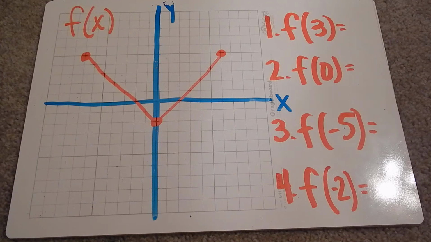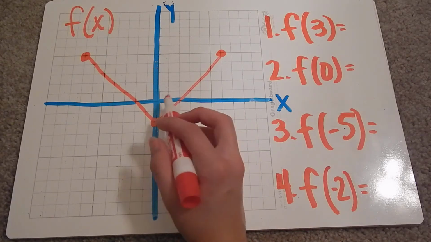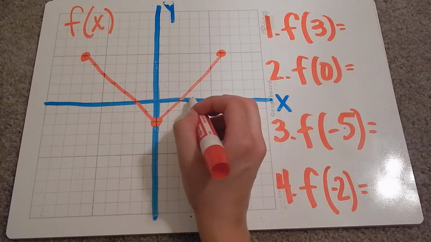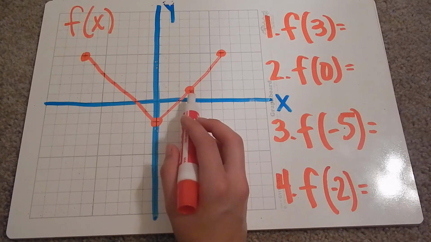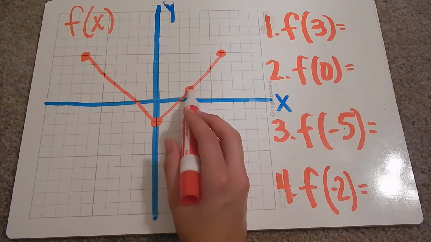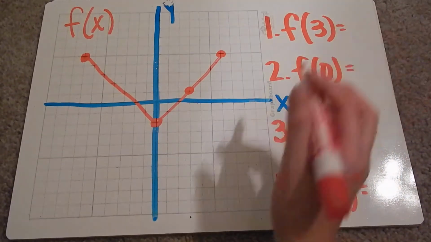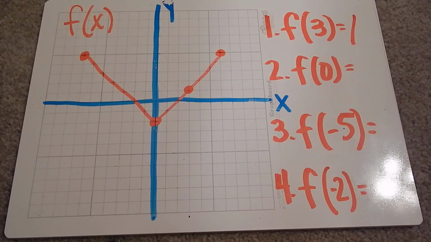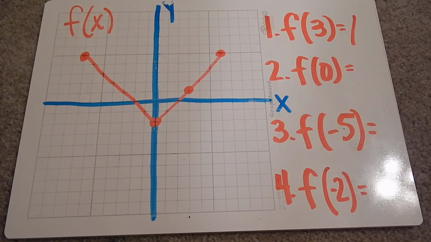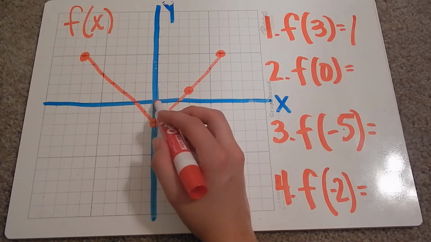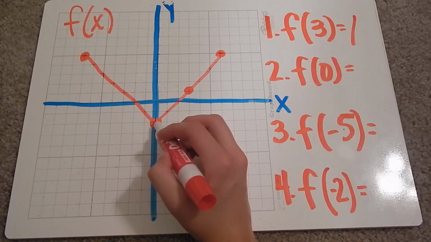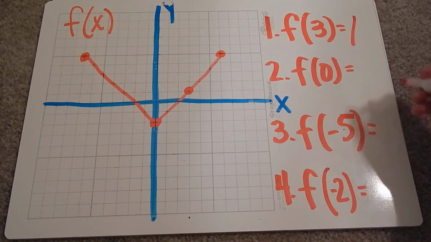Number 1 wants to evaluate f of 3. The 3 is in place of the x, so we look at 3 on the x-axis. 1, 2, 3 would be here, and the point would be right here on my function f of x. Since I already know the x value is 3, I want to figure out what the y value is, and that's 1. So my answer is actually 1 for number 1. 2 is f of 0. So we want to go to where x is 0, which should be right here at the origin. It meets on the function f of x right here at -2, so my answer there would be -2.